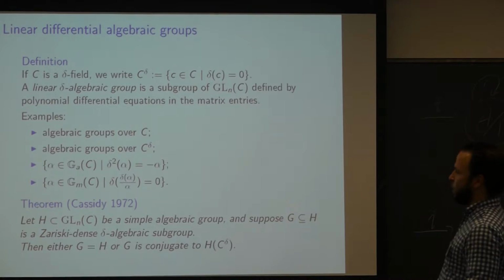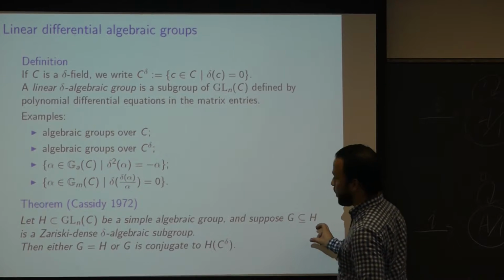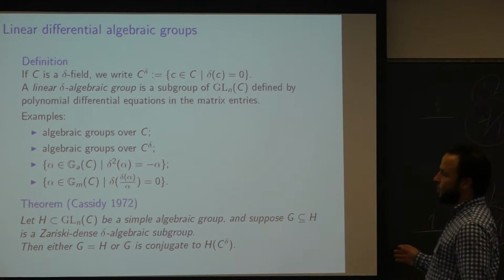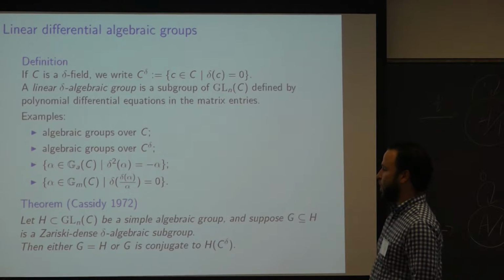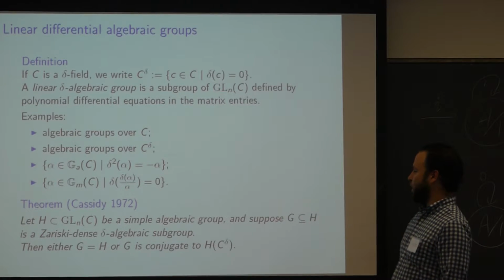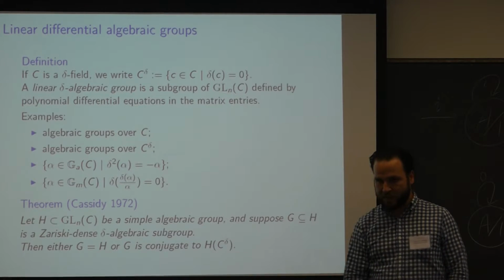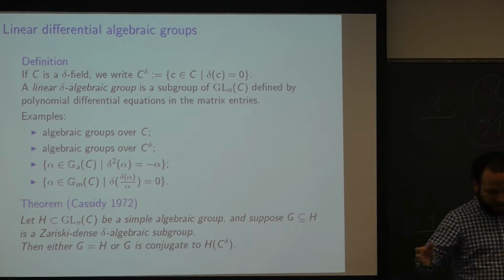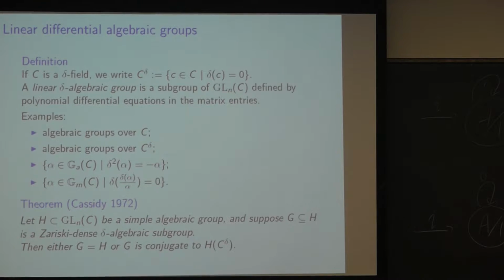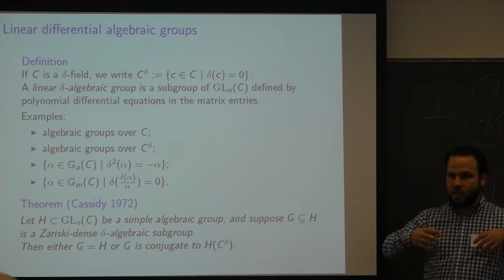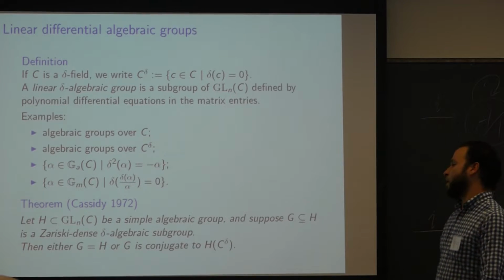I didn't write it, but she also showed something more general about semisimple algebraic groups. So if I replace H with a semisimple group instead, and D is just a Zariski dense differential subgroup of that, H being semisimple means that I can write H as a product of simple groups, not direct, just a product inside some bigger thing.